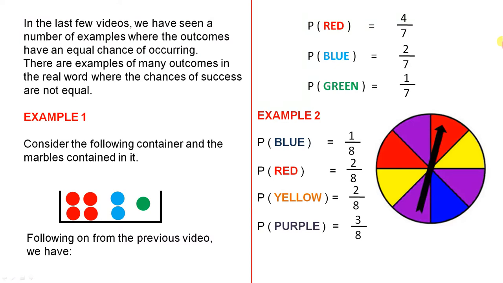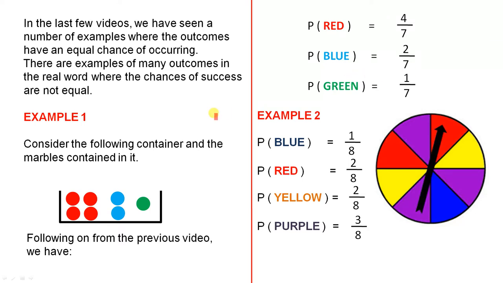In the last few videos, we have seen a number of examples where the outcomes have an equal chance of occurring. There are examples of many outcomes in the real world where the chances of success are not equal.